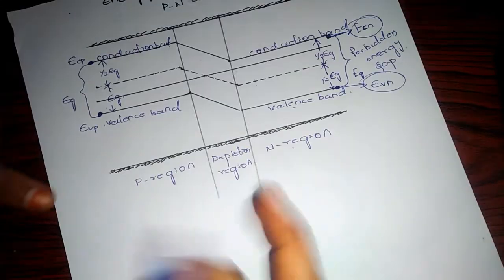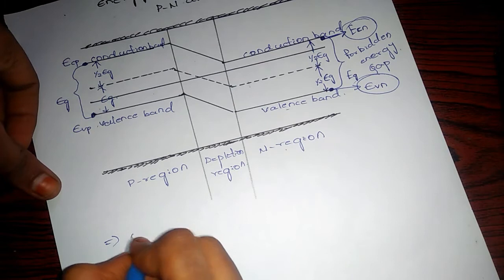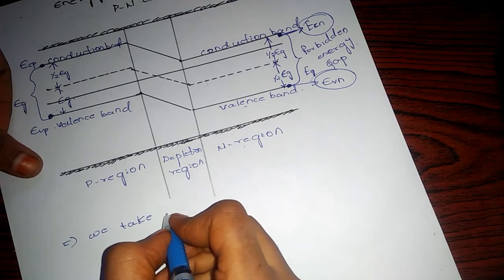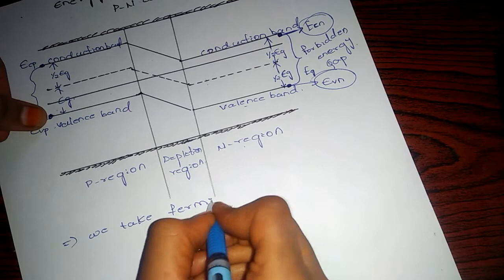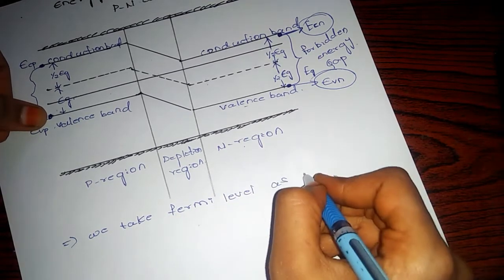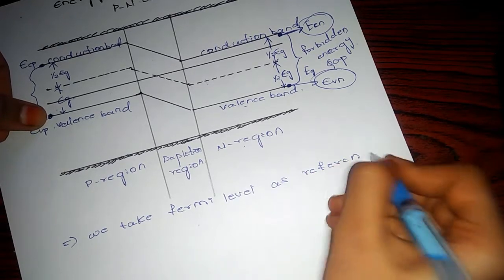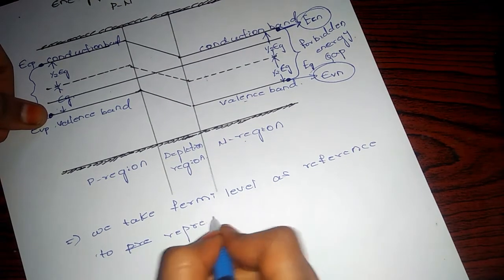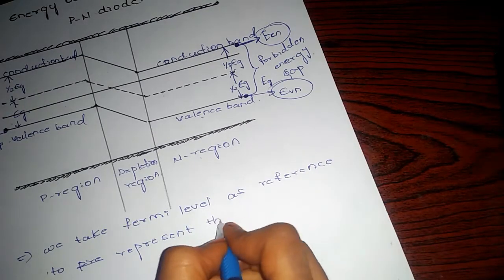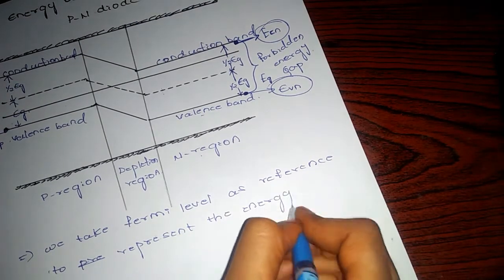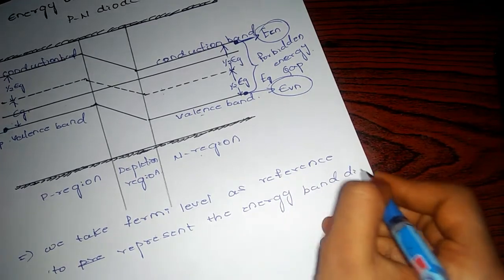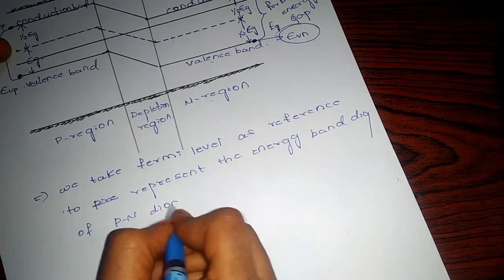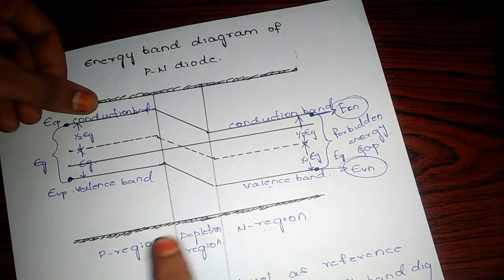So the point to be noted here is that we take the Fermi level as the reference to represent the energy band diagram of the PN diode. Now we come to the depletion region.